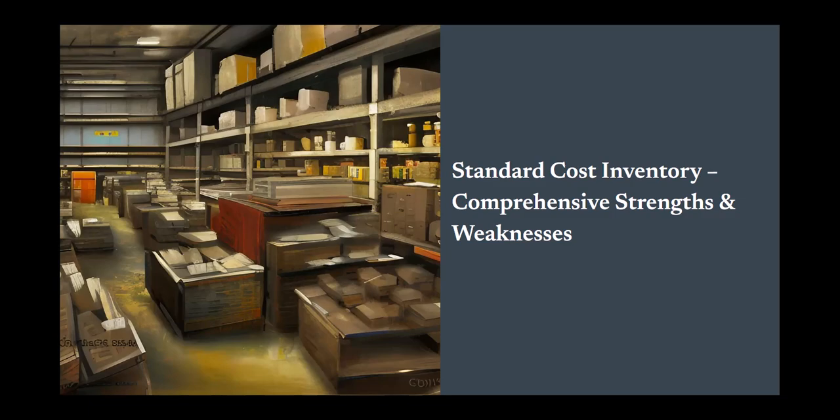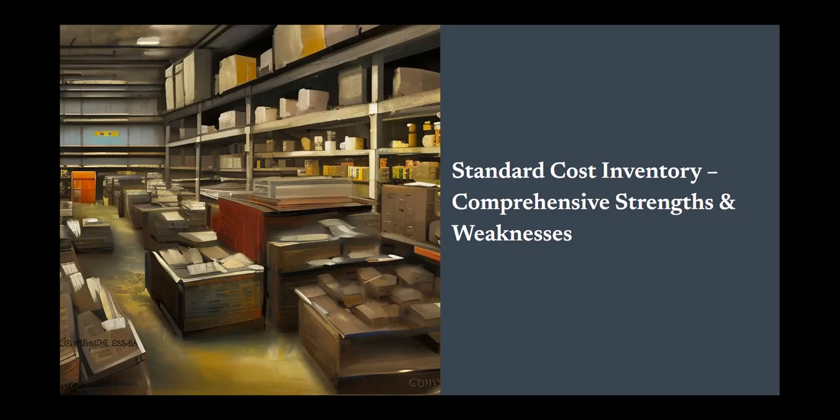This system can be incredibly beneficial in industries where production processes are consistent and predictable. Let's talk about the strengths first because, honestly, who doesn't love a good strength? One of the biggest advantages of standard cost inventory is that it provides a more accurate picture of the actual cost of goods sold. By incorporating all direct and indirect costs, businesses can see where their money is really going.